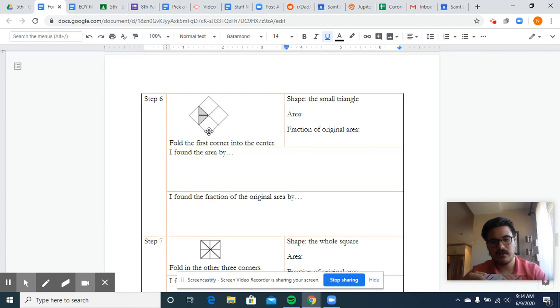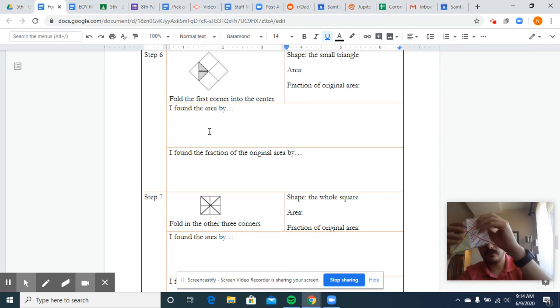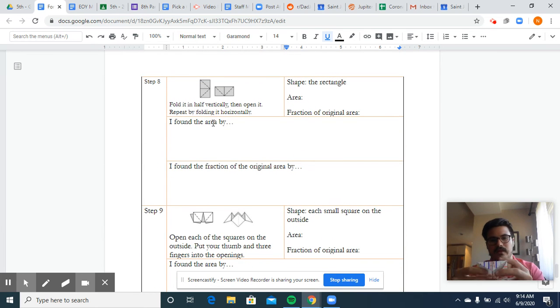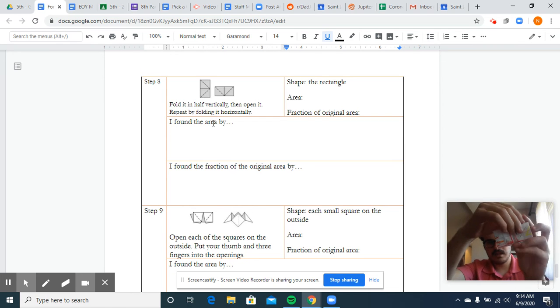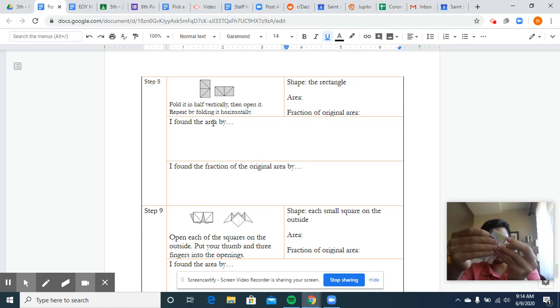Then after that, we want to fold this puppy down. We want the area of this. And then once you do all 4 of them, it wants the area of this whole square. Like that. And then the rectangle. Like this.